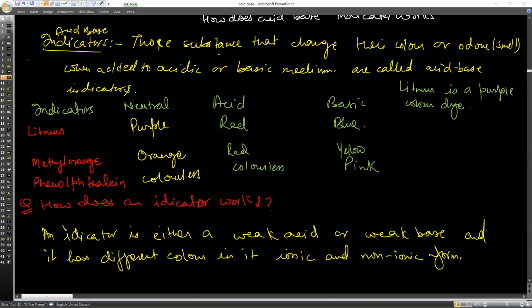The indicators' names also have to be written. Those substances that change their color or odor, smell, when added to acidic or basic medium are called acid-base indicators. So the first indicator is litmus, the second one is methyl orange, and the third one is phenolphthalein.